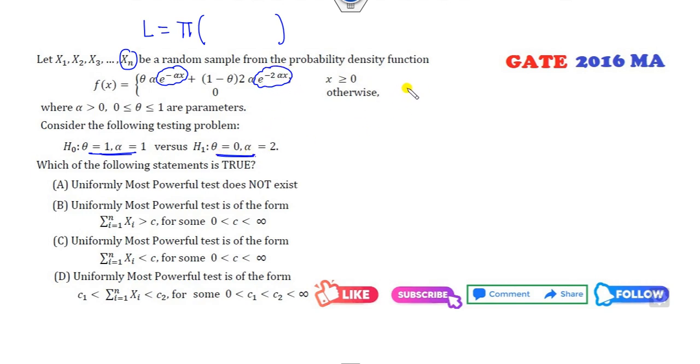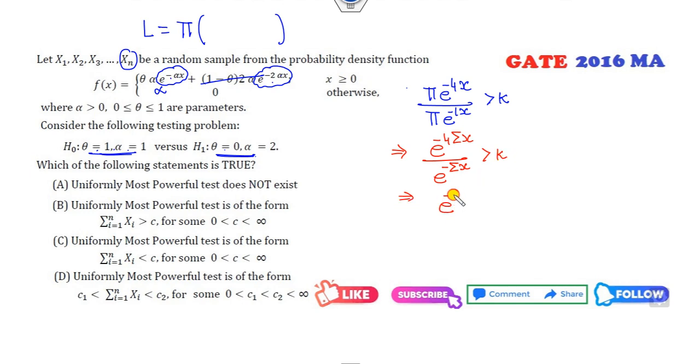L of h1 is, if I substitute theta is 0, this number will be 0 and this number will be e raised to power minus 4x. When h1, when theta is equal to 1 and alpha is equal to 0, this number will be 0 and this number is product of e raised to power minus 1x. Fine. So it will be e raised to power minus 4 summation e raised to power minus x summation is greater than k. So it will be e raised to power minus 3 summation x is greater than k.